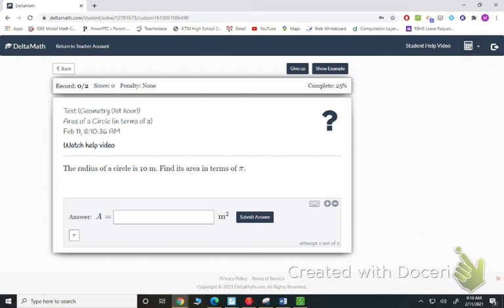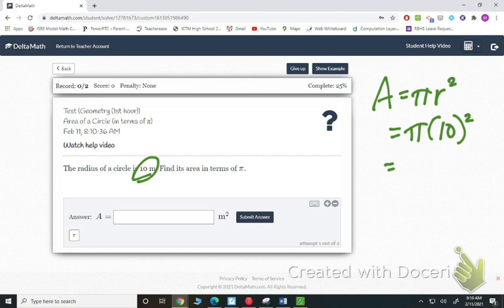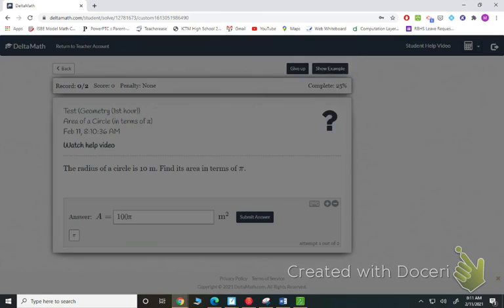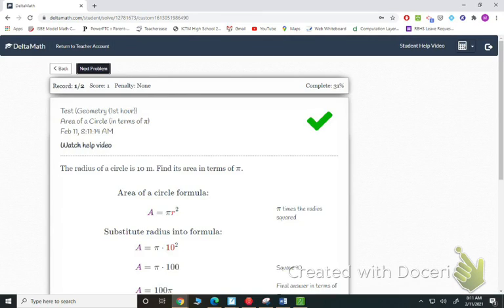So it says the radius of a circle is 10 meters. We want to find the area in terms of pi. Well, our area formula is pi r squared. It tells us in the problem that the radius is 10. So I'm going to take pi times 10 squared. And if you think about it, what's 10 squared? 10 times 10 is 100. So my answer would be 100 pi for area. So I'm going to type in my box here: 100, click on the pi button, submit answer, yes, green check mark, good to go.